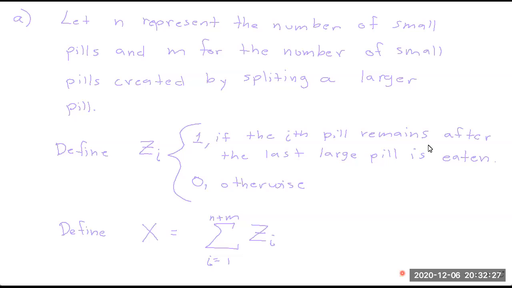We're going to define a variable zi, where zi is equal to 1 if the ith pill remains after the last large pill is eaten, 0 otherwise. So here, if a large pill is eaten, we don't eat the whole pill. We eat half the pill and create another small pill. As in the instructions, we will define a variable x such that x is equal to the sum of the variable zi, where i is from 1 to n plus m.